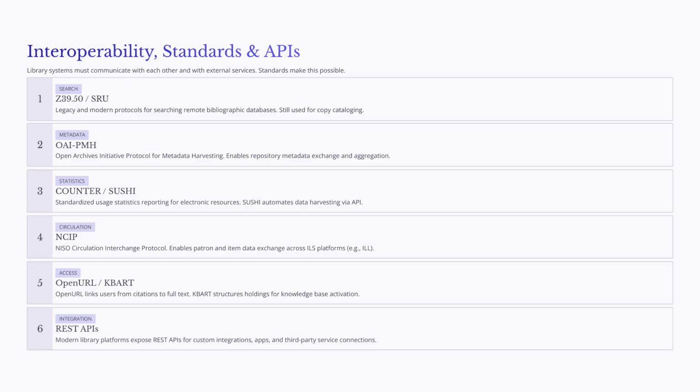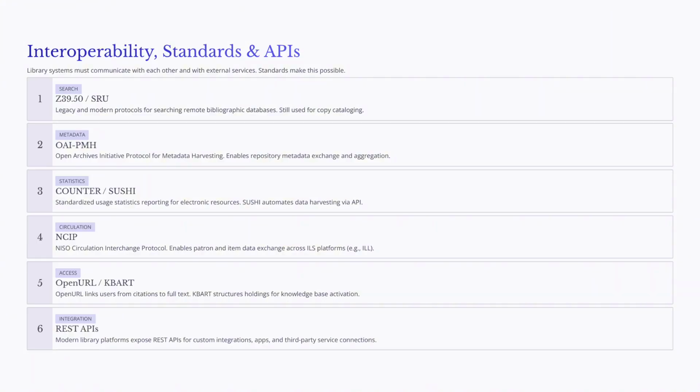Here is a question. If libraries use different systems from different vendors, how do those systems talk to each other? That is what this slide is about. Standards are the answer. They are agreements, often developed by NISO, the National Information Standards Organization, about how data should be formatted and exchanged so that systems from different vendors can work together.